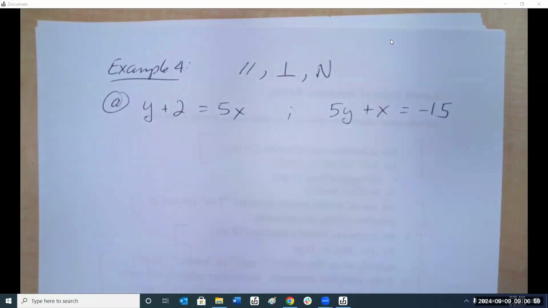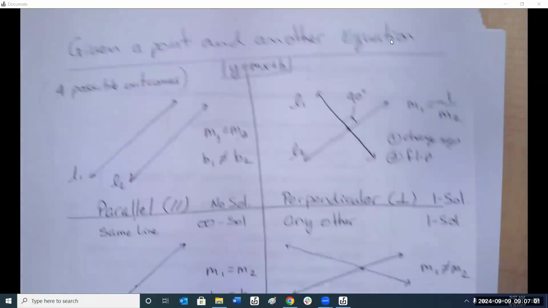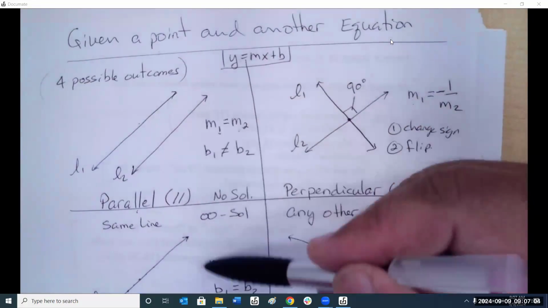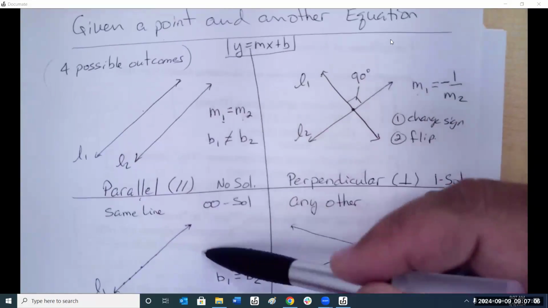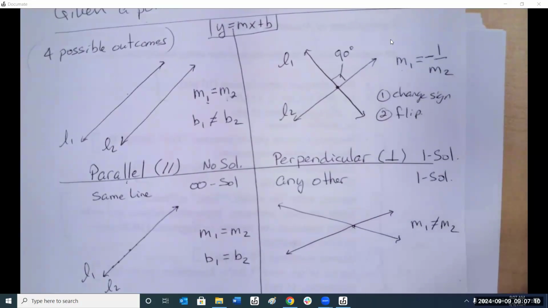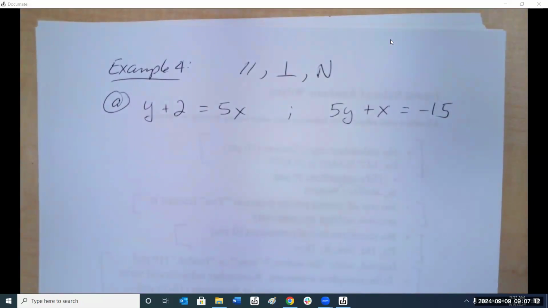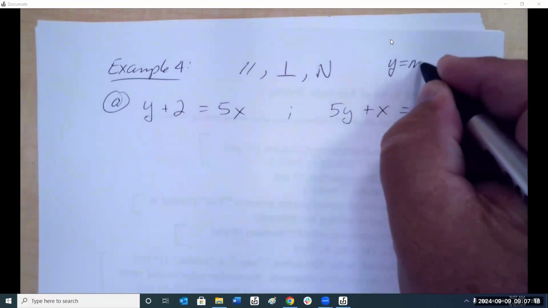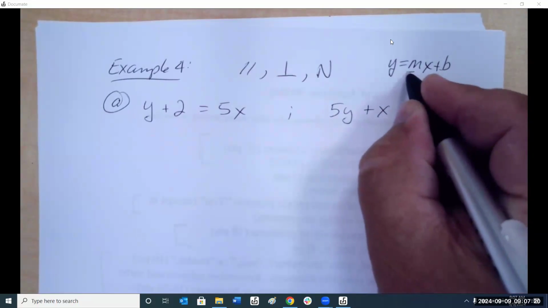Because everything we talked about in this chart, if the slopes are equal, it's one of these two. If the slopes are different, it's one of these two. So if I give you two lines, you can't just tell by looking at them. You have to put them in the form y equals mx plus b and compare the slopes.